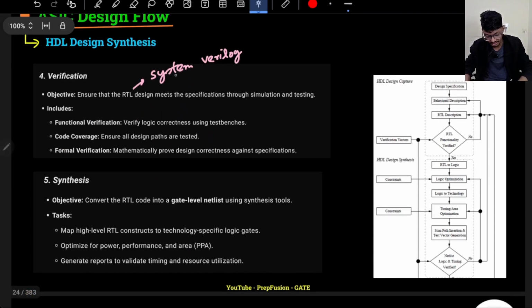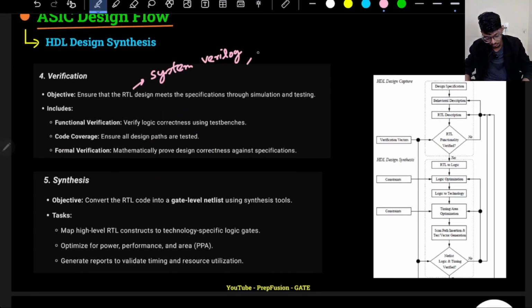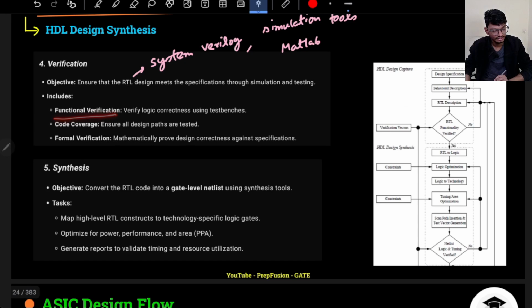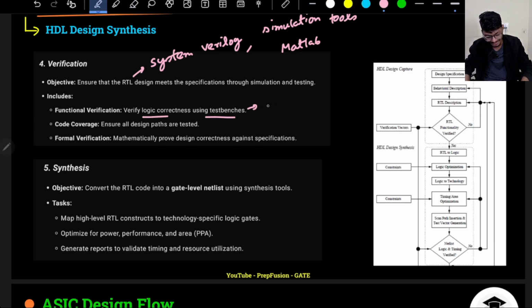So there are a few tools like System Verilog, then obviously there are simulation tools, right? What are the simulation tools? Simulation tools like MATLAB. Okay, I was just checking the sound, whether there is some noise or not. So we can use these tools. First, there is what is known as functional verification. What does functional verification measure? It verifies the logic correctness using test benches. So basically any bugs we have in the code, in the logic, it will verify. Functional means functionality is wrong, like it is supposed to be an ADC, analog to digital converter, but it is not properly working. That means the functionality is wrong.